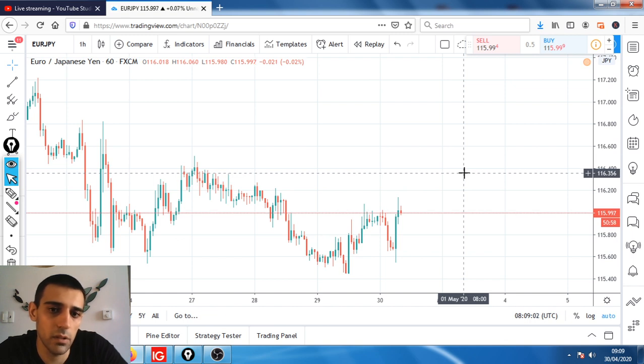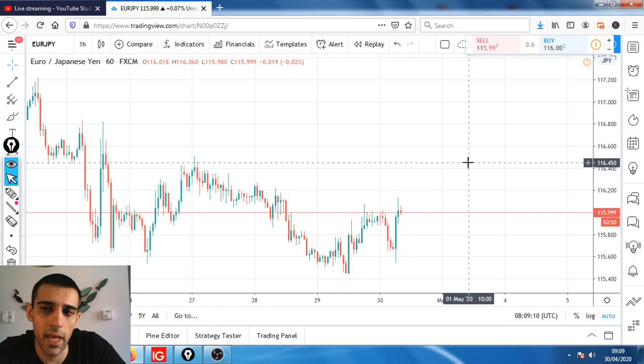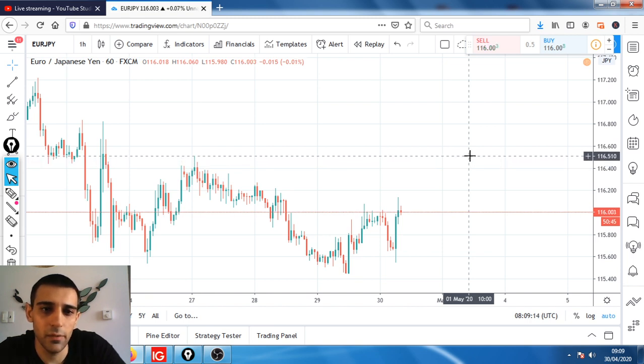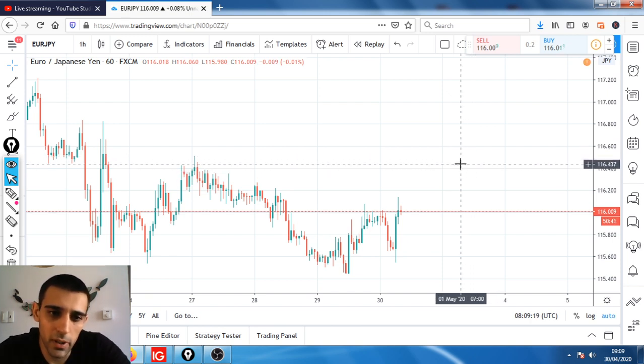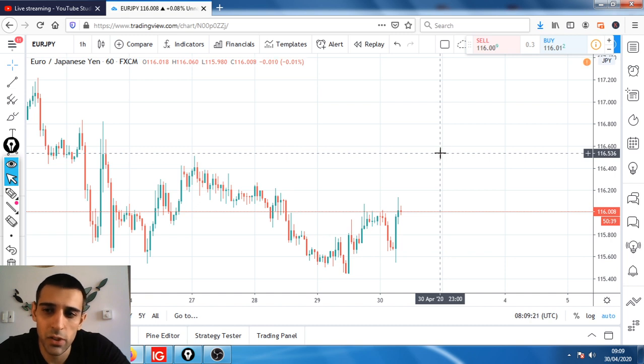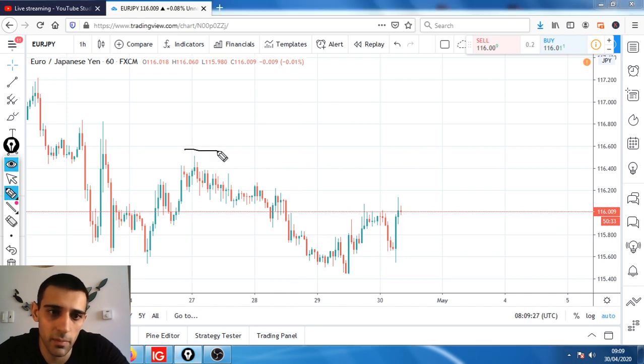Oh, we can get away at 10, 14. Yeah, you can get away with a 15 pip stop loss on this one. If you want to give it extra, you can. But if you want to be extra safe, then you might need a 30 or 35 pip stop loss to position your stop loss up here, above these spikes.